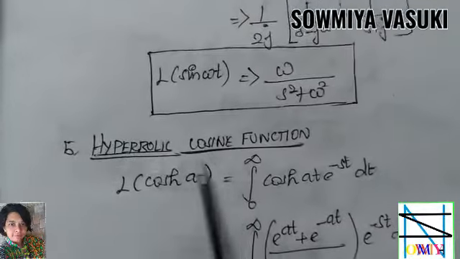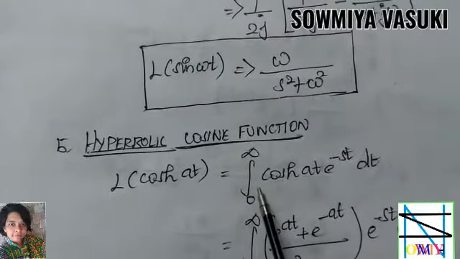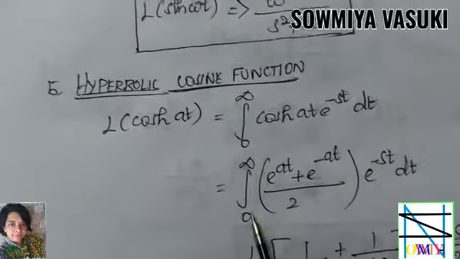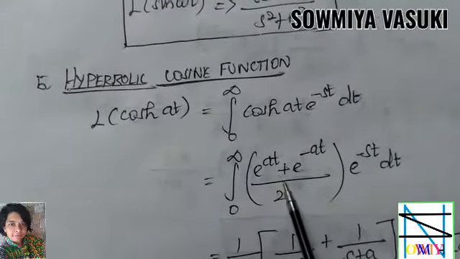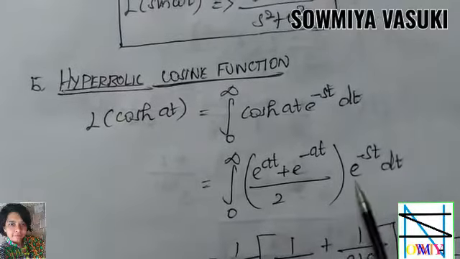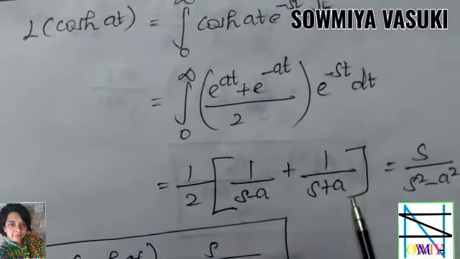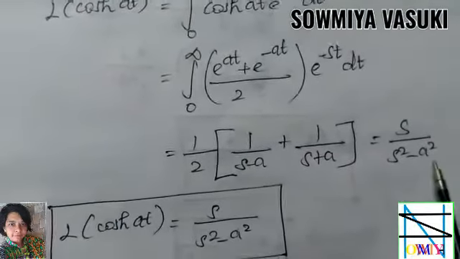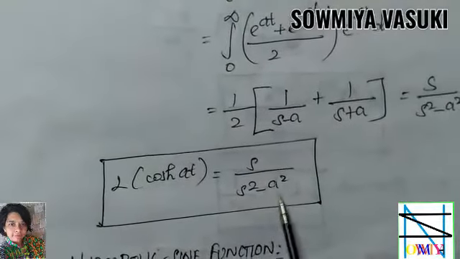Next one is hyperbolic cosine function. L of cosh at is equal to integral from 0 to infinity cosh at into e power minus st into dt. So e power at plus e power minus at divided by 2, into e power minus st into dt. So 1 by 2 of 1 by s minus a plus 1 by s plus a is equal to s divided by s square minus a square. L of cosh at is equal to s divided by s square minus a square.